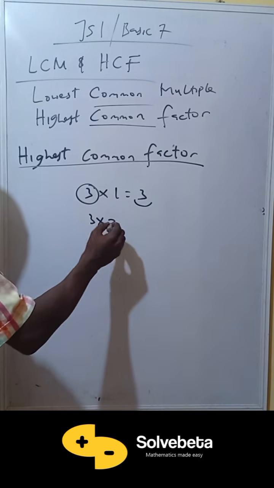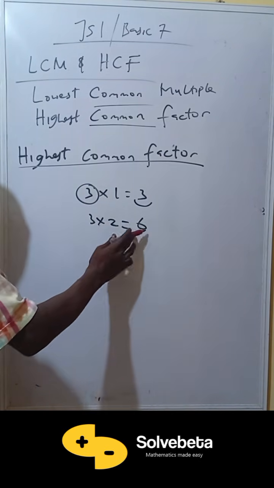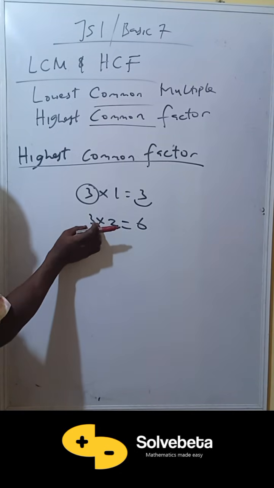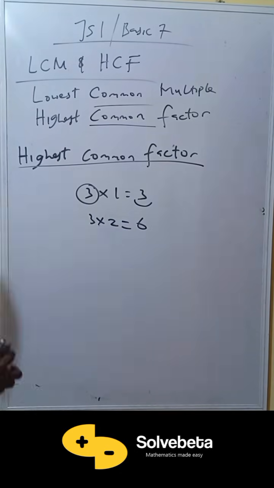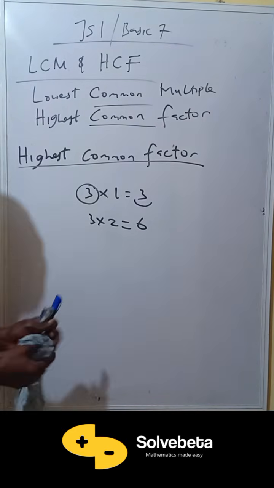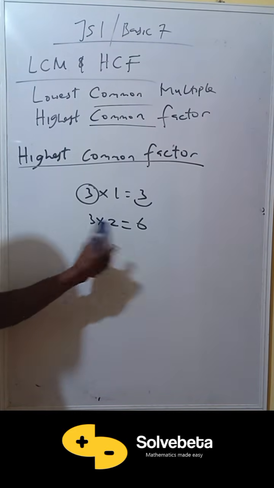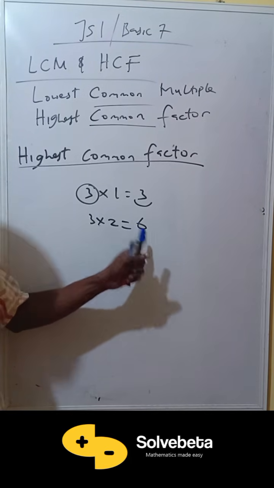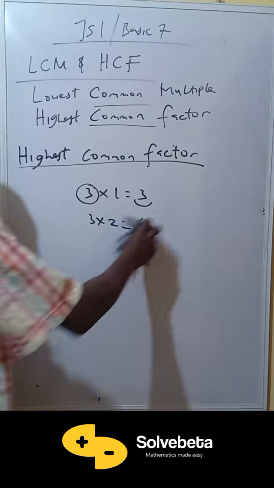The second multiple of 3 is 6. So it means that 6, this multiple, can be divided by what? 3. Now, what is a factor? 3 can divide 6. 3 is a factor of what? 6. 2 can divide 6. 2 is a factor of what? 6. That's what a factor is.